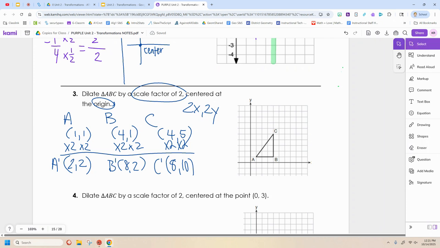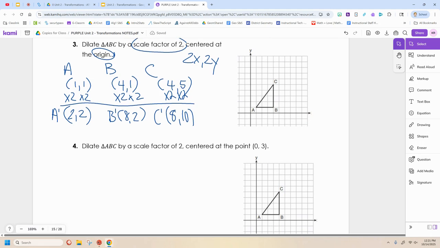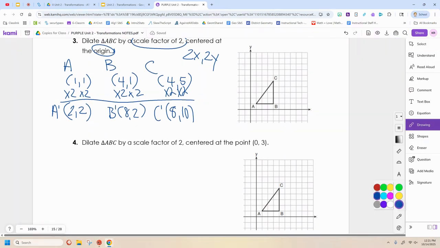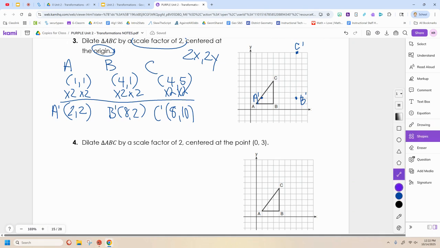So let's blow our triangle up. Plot our new points. And then use your straight edge to connect your points.